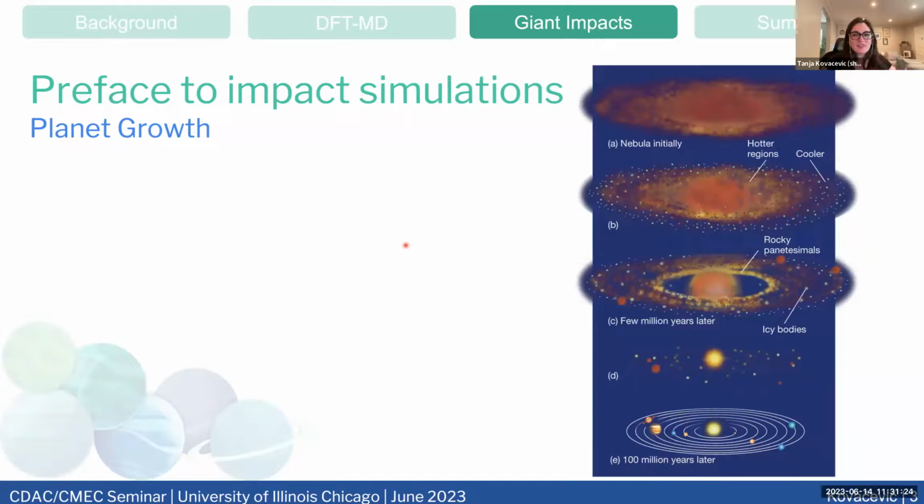So a little preface to impact simulations. We're going to take a step back and think about the growth of a planetary system, and how planetary systems grow from this clump of gas in space into something we're more familiar with, something like our own solar system, maybe. It's also another very active area of research. So I'm not going to say that I know a lot about this area, but I'm going to use some of their models to my advantage. So I'd like to think about a particular model.